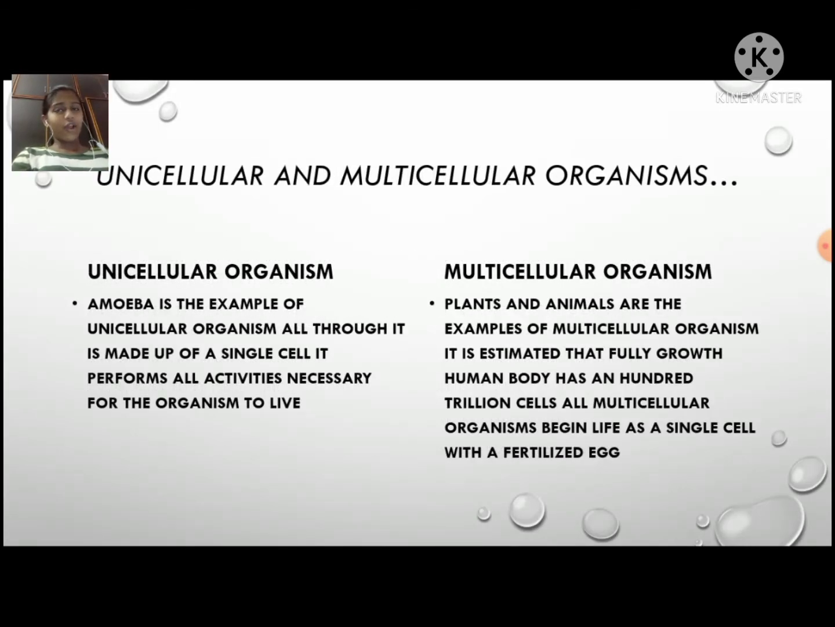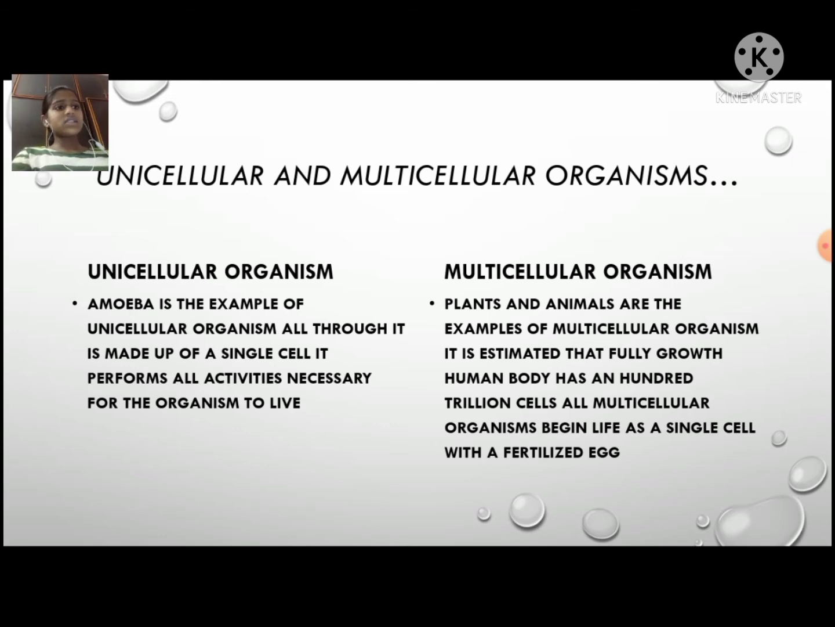Unicellular and multicellular organisms. You are aware that organisms such as amoeba, paramecium and bacteria are made up of one cell each. These are all examples of unicellular organisms. Although they are made up of only a single cell, it performs all life activities necessary for an organism to live. For example, they grow, they move, they digest food, they reproduce, and they give out waste. All these activities are carried out by only a single cell.